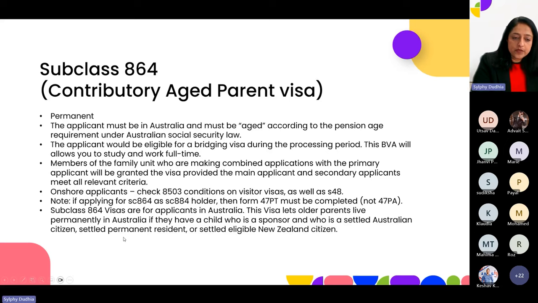Subclass 864 visa are for all applicants in Australia. This visa lets older parents live permanently in Australia if they have a child who is a sponsor and who is a settled Australian citizen, permanent resident, or an eligible New Zealand citizen.